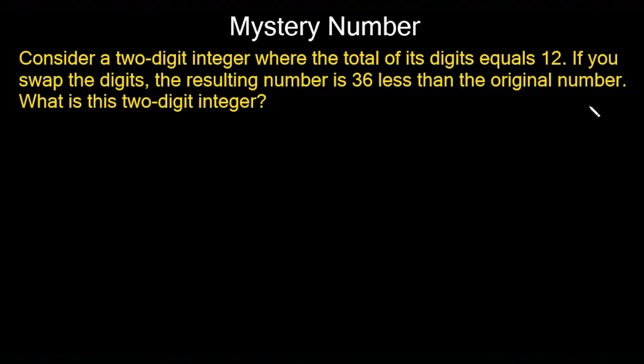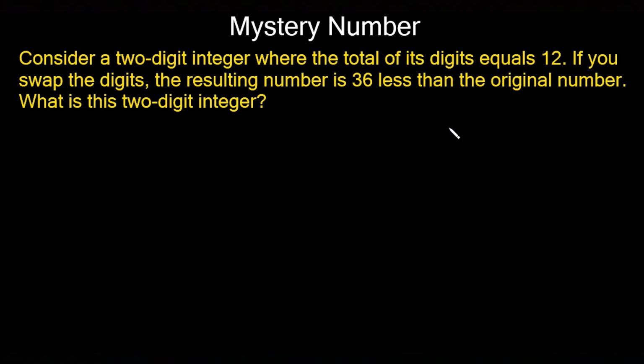So it says the following here. It says, consider a two-digit integer where the total of its digits equals 12. If you swap the digits, or in other words, you reverse them, the resulting number is 36 less than the original number. What is this two-digit integer? So you have two unknowns here, right? You have a two-digit integer, meaning you don't know the ones digit and you don't know the tens digit.